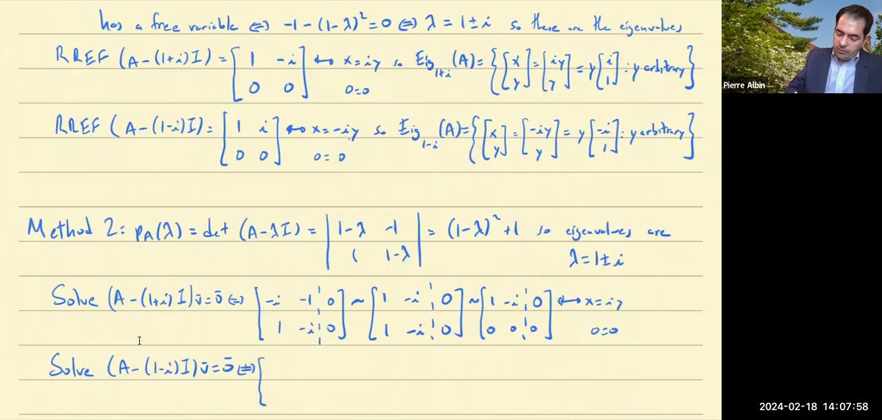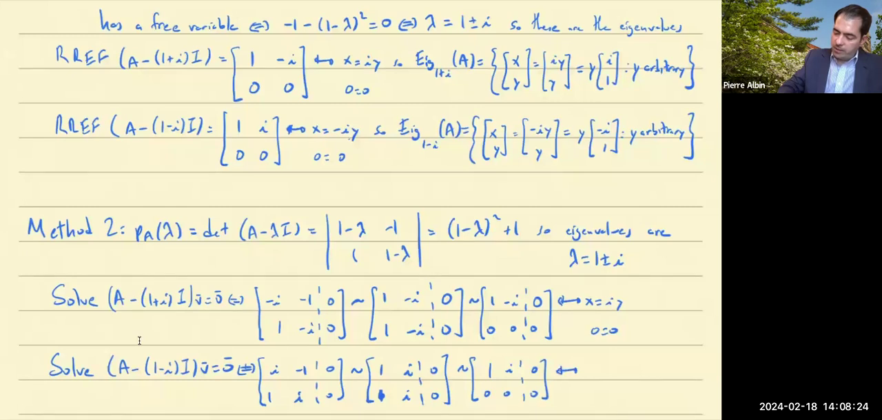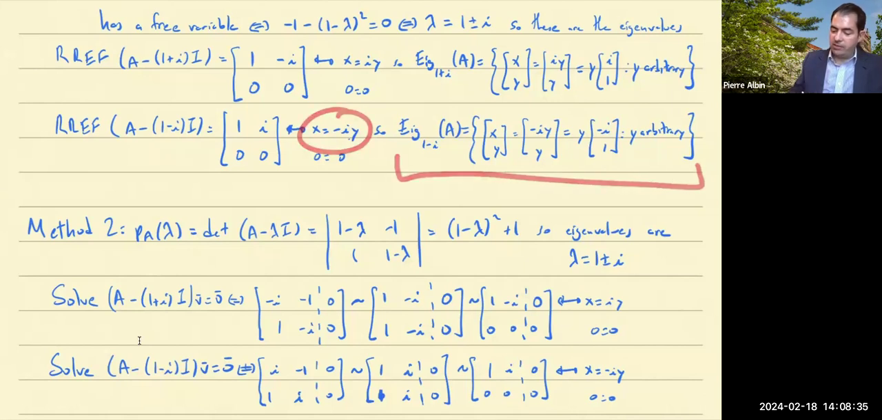Similarly, I would need to solve for A minus (1 minus i). So here I would have i minus 1, 1, i. Then I divide the first row by i. Right, subtract the first row from the second row, translate back to equations, write the pivot variables in terms of the free variables. And I ended up with the same equation I did here. So then I end up with the same eigenspace as I did above.